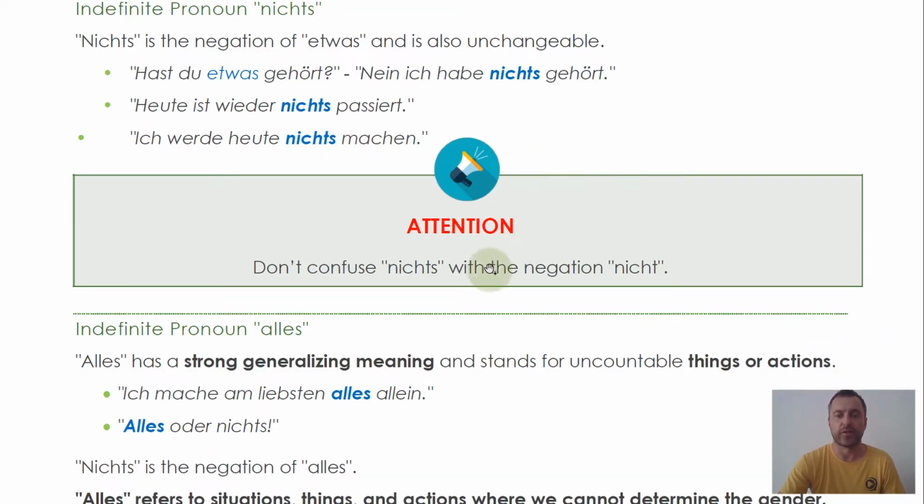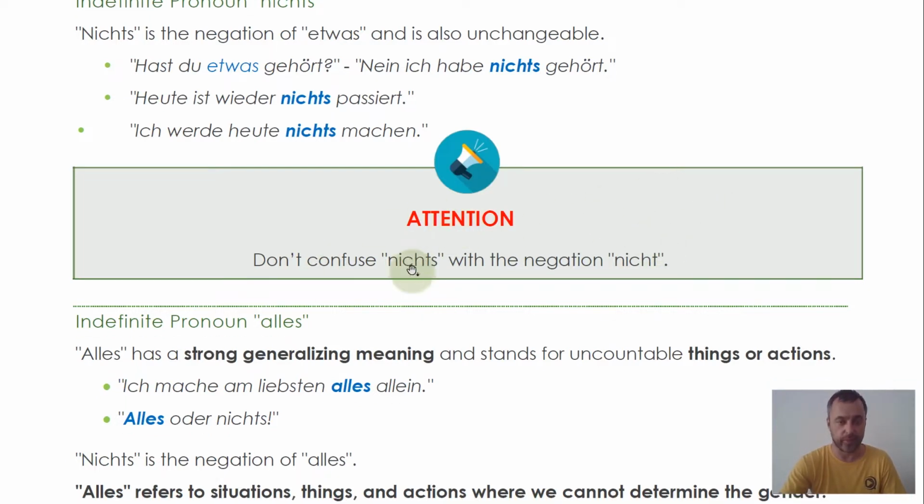And please, don't get confused with nicht and nichts. Nicht is the negation of a sentence, of different parts of a sentence. And nichts is nothing. There's just an S difference, but the difference in meaning is big.